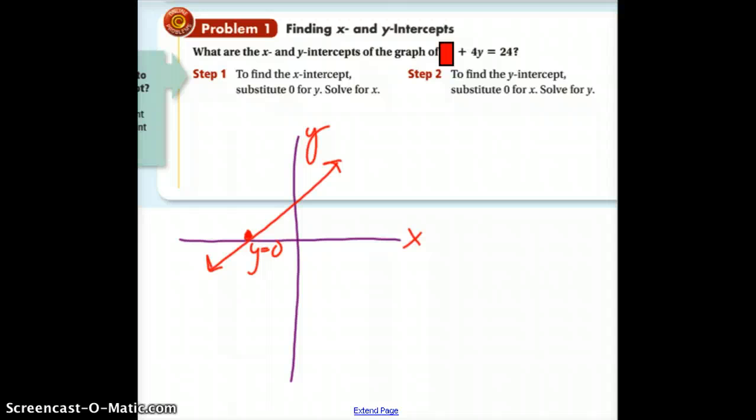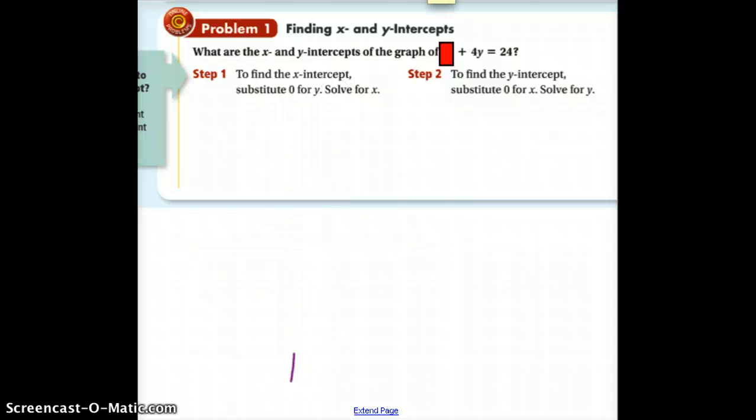My y-intercept, when my line crosses the y-axis, x is 0, because I'm not going right or left of that origin. So with the y-intercept and x-intercept, when I have those 2 points, I can connect them and I have my line. So that's what standard form allows us to do.